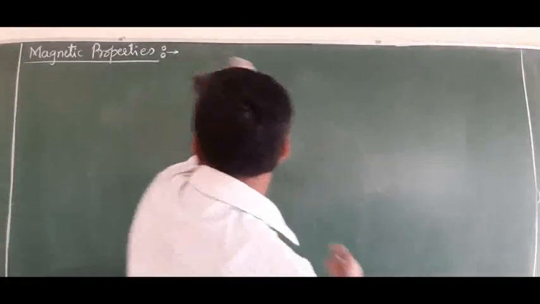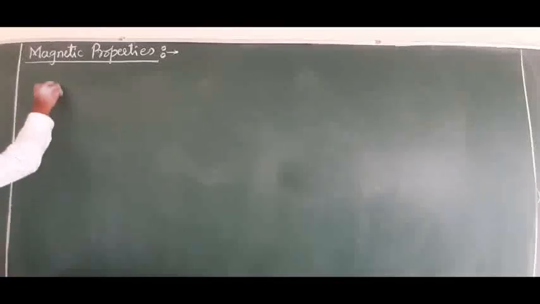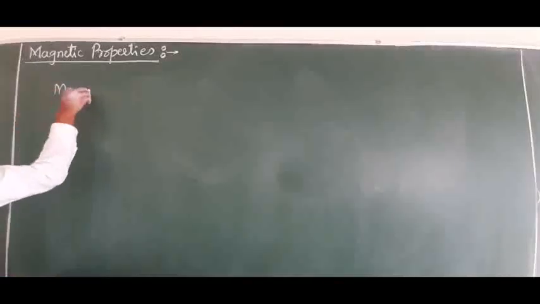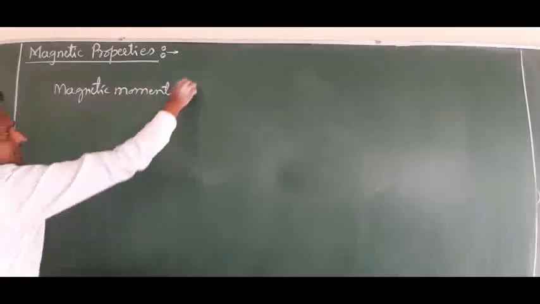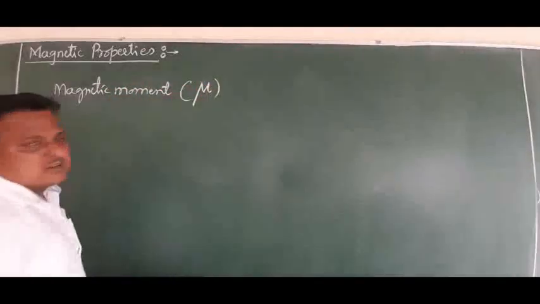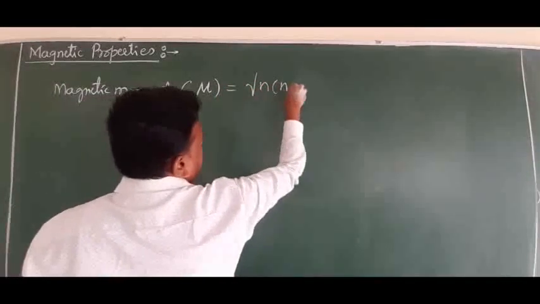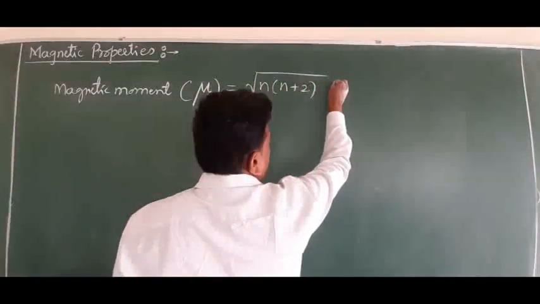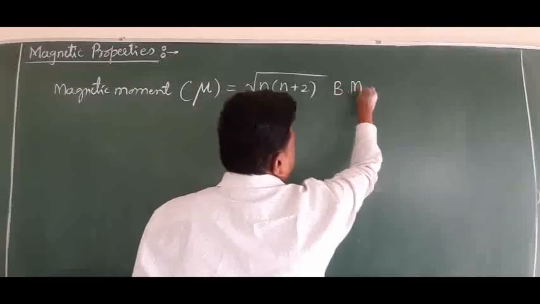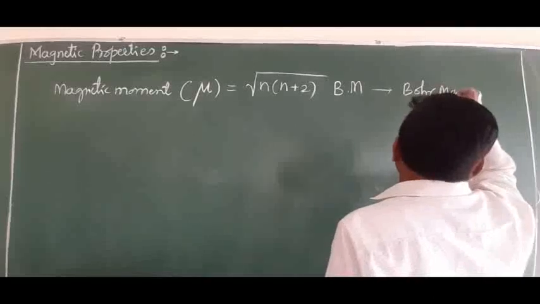This magnetic moment can be calculated. So how to calculate the magnetic moment? It is a very important quantity, represented by the symbol mu. Mu is equal to the square root of n into n plus 2. This is your formula, with the unit BM. BM stands for Bohr magneton.